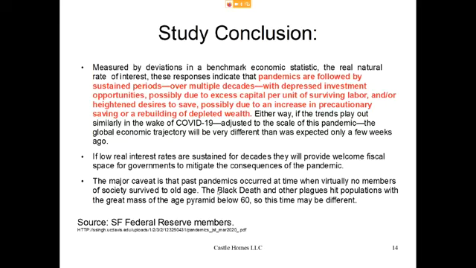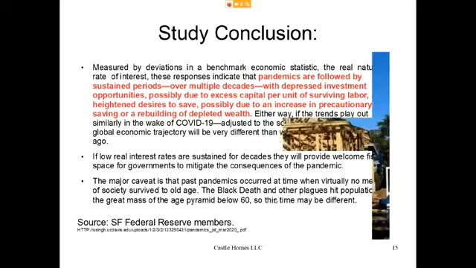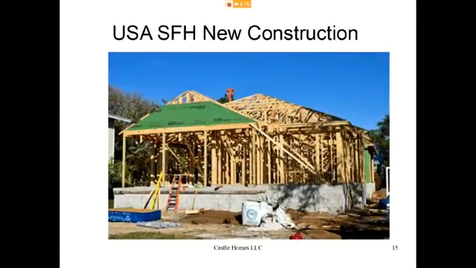One caveat they do put in here is the Black Death and other plagues hit populations with the great mass of the age pyramid below 60, so our populations are much different. And it's really hard to say exactly how this specific pandemic is going to play out compared to the others.